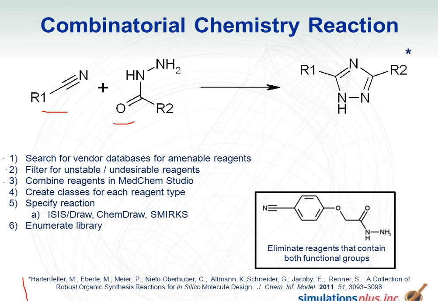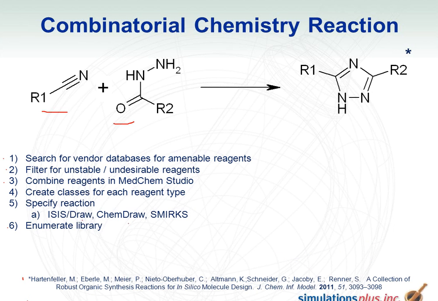Then I combined both of these reagents into MedChem Studio, created classes for each reagent type, and then I need to specify the reaction. We have three different options for specifying the reaction. I'll demonstrate sketching the reaction in ISIS Draw and then mapping the reagents to the products, and you could also use a SMIRKS string. And then finally, just push the enumerate button to enumerate the library. I'll go ahead and demonstrate that right now.